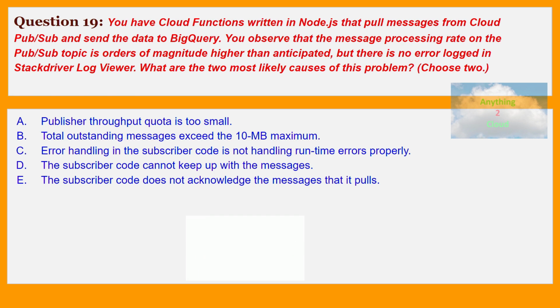The options are: first option, publisher throughput quota is too small. The second option, total outstanding messages exceed the 10 MB maximum. Third option, error handling in the subscriber code is not handling runtime errors properly. The fourth option, the subscriber code cannot keep up with the messages. The last option, the subscriber code does not acknowledge the message that it pulls.